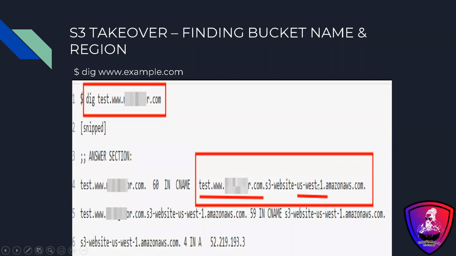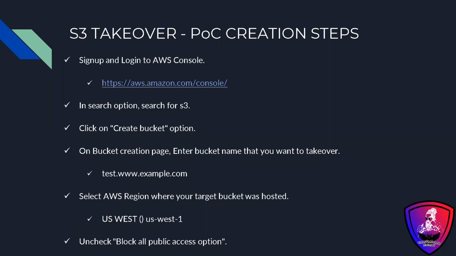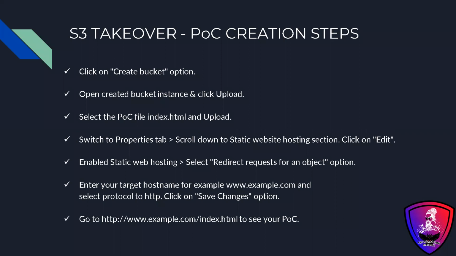So if the app is hosted globally, then we don't need to use this region. We can create it in any region. Once we have followed all these steps, we can create a sample POC HTML file, and then upload it to S3 again. Once we upload it, we can access it.